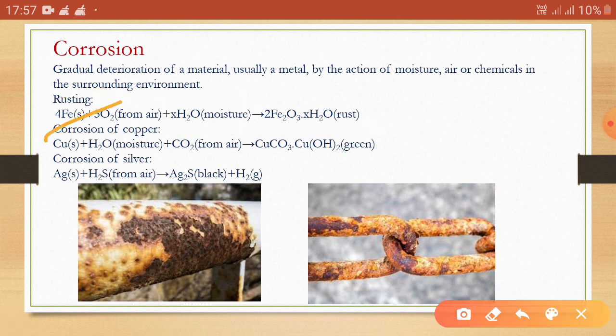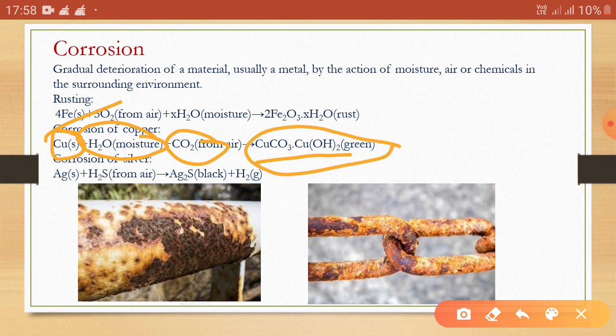Also the corrosion of copper happens when copper, Cu, reacts with carbon dioxide from the air, and in the presence of moisture, H2O or water vapor, it gives CuCO3·Cu(OH)2, that is green in color and is known as copper carbonate. So it is also the corrosion of copper.